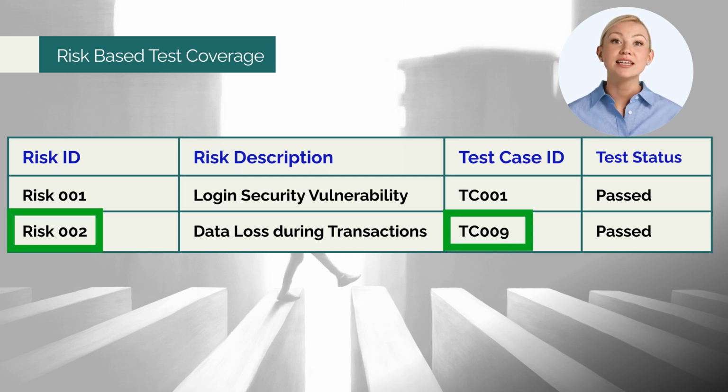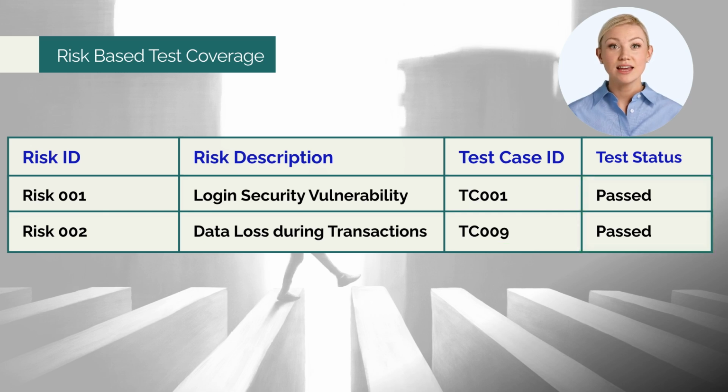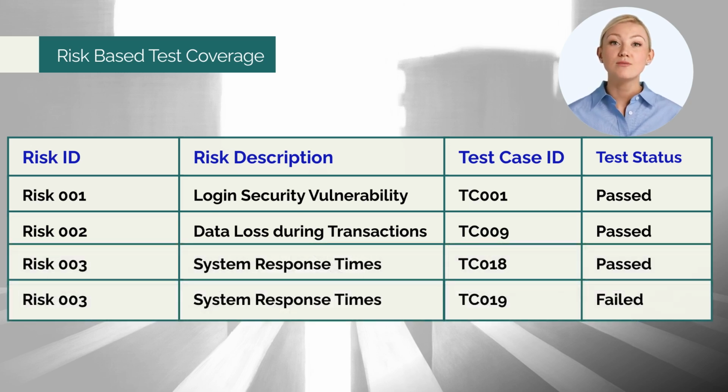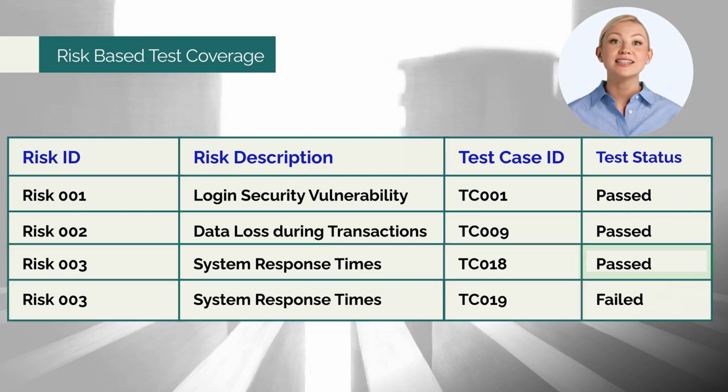After the test is completed and passed, the test status field is updated and the risk can be closed on the project risk list. As with other coverage matrices, not all risk will be covered by only one test. It is not unusual to have multiple test cases covering one risk, as there could, in this example, be multiple ways of measuring system response times. Test case 18 passed, but test case 19 failed, as it used a different measure. When a fix is provided and test case 19 is passed, then the risk is fully mitigated.